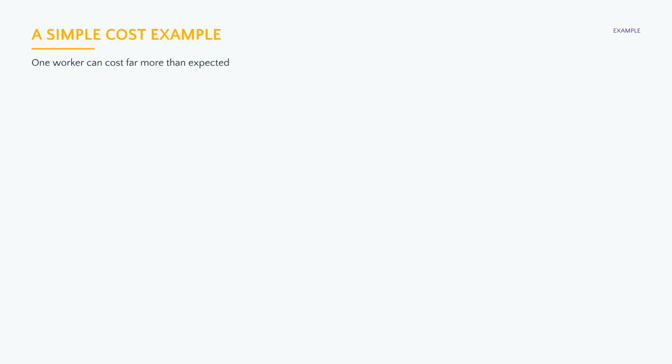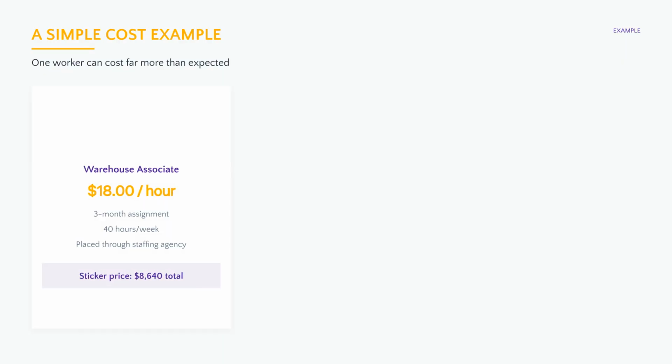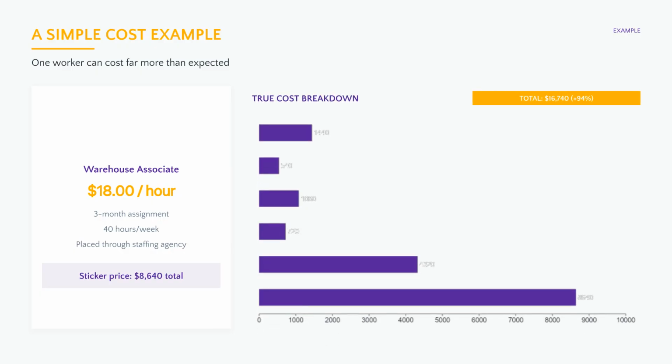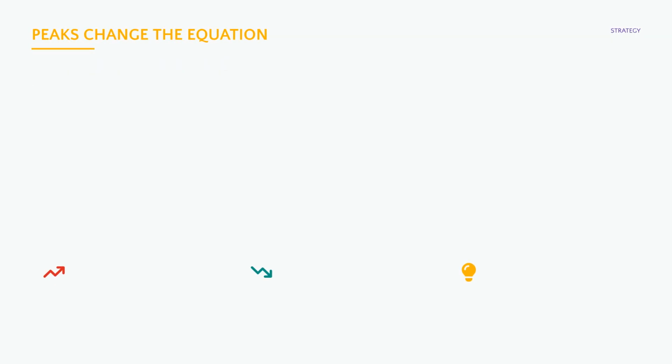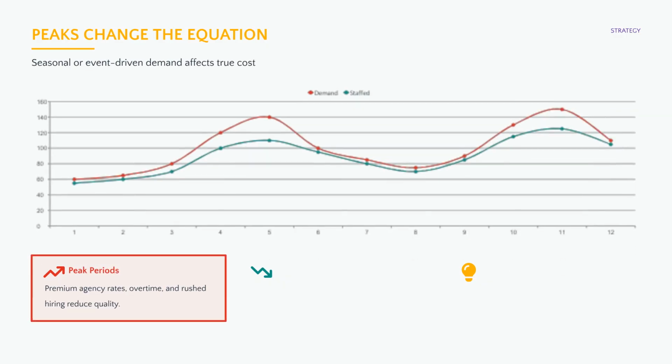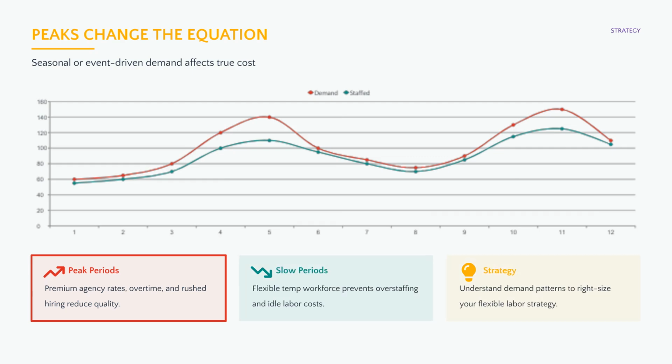In a simple cost example for a warehouse associate, the initial sticker price of $8,640 can balloon to a true total cost of $16,740, representing a 94% increase over expectations due to hidden costs. Seasonal demand affects true cost. During peak periods, premium rates and rushed hiring reduce quality. During slow periods, flexible temp workers prevent overstaffing and idle labor costs.